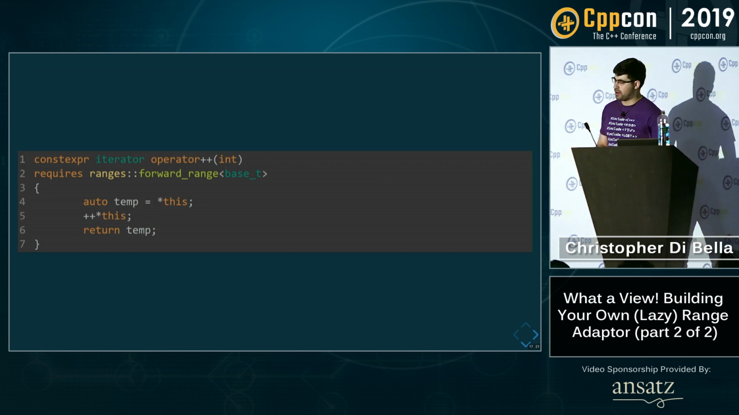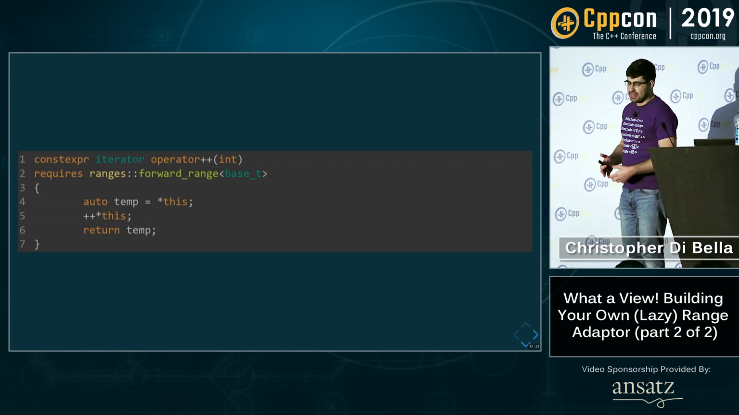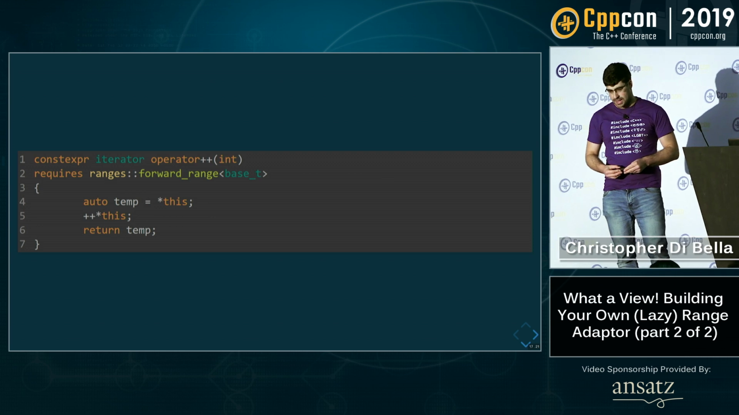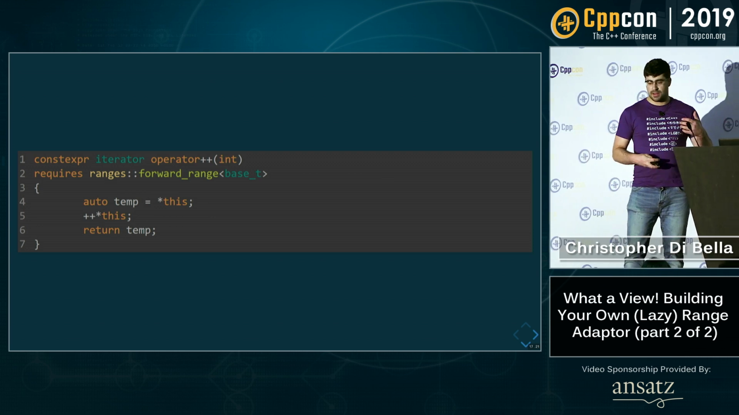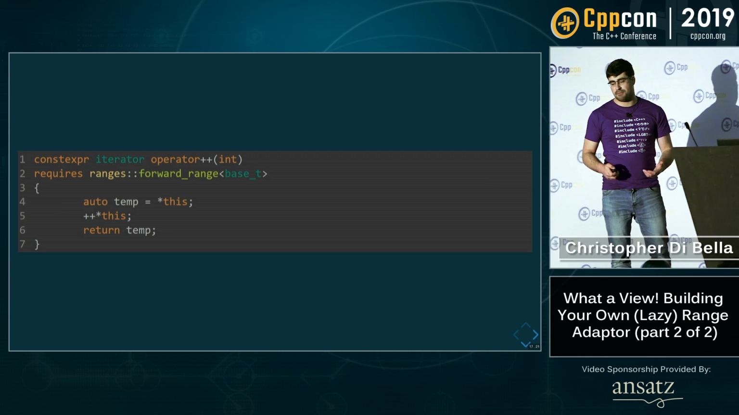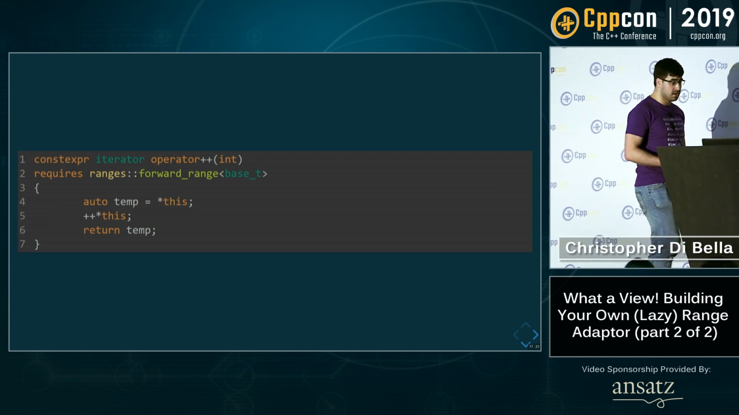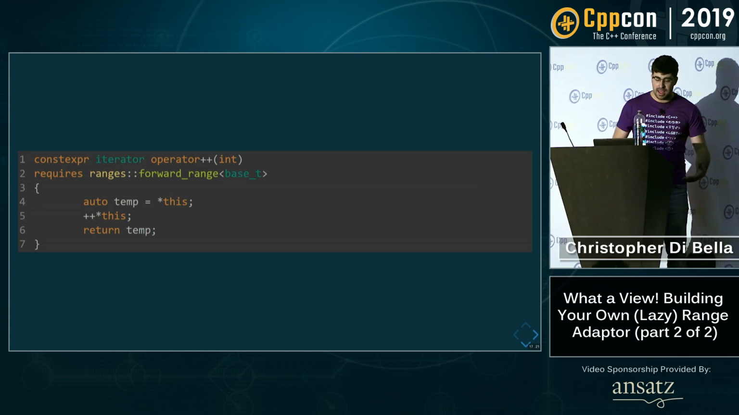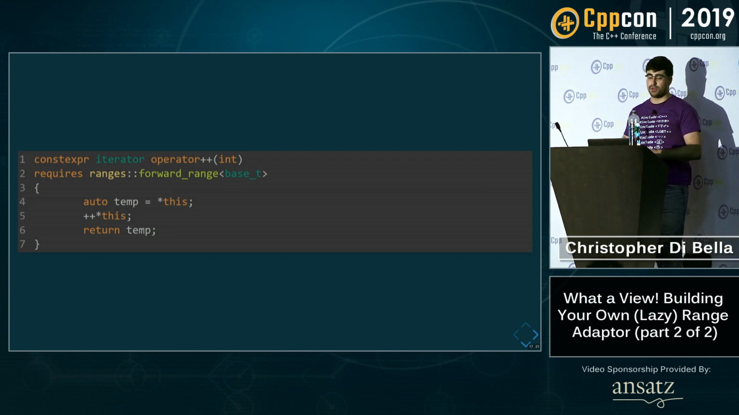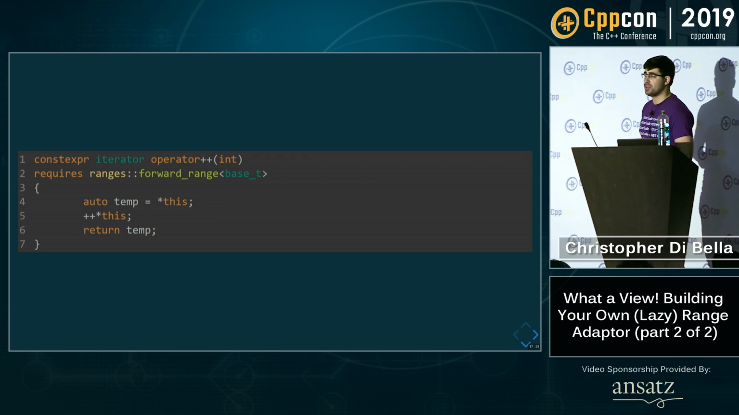And what we do is we put on a requires clause saying that we require this operation exists if and only if we have a base modeling forward range. So it's not there when we have an input range. The compiler won't consider it. And then in the event that we do have a forward range, only this one will be considered. Are there any questions about that?